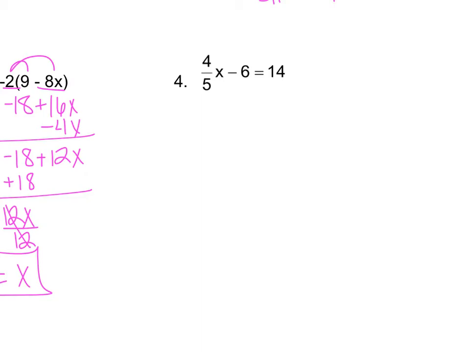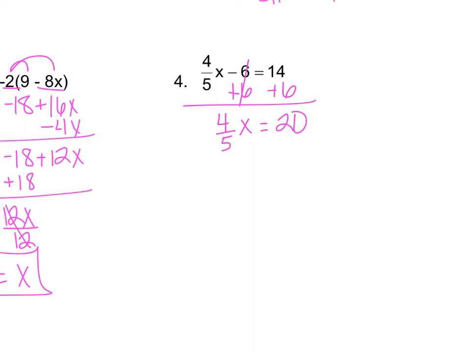So my first step is going to be to add 6 first. So we get 4/5 x equals 20. Now I need to get rid of the 4/5. You can break this into 2 different steps, or you can do it all at once.